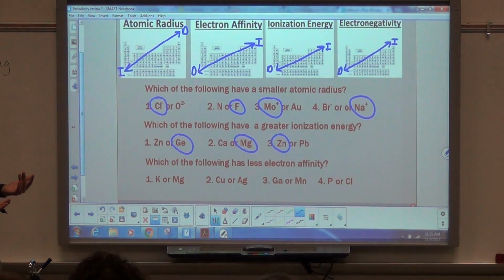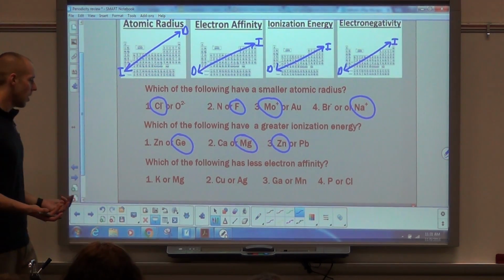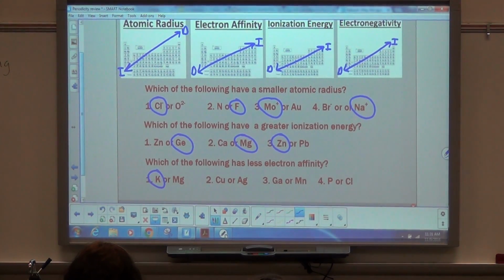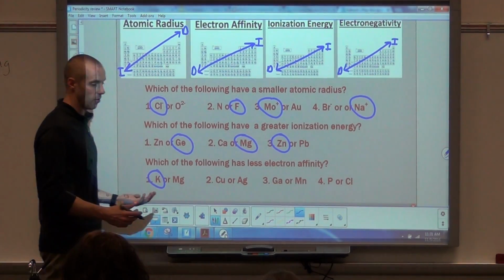So I want to know which one has less. Potassium or magnesium. Well, potassium is further down and it's further left. So we would circle potassium. The next one, copper or silver. Silver is directly underneath copper, so we would circle silver.